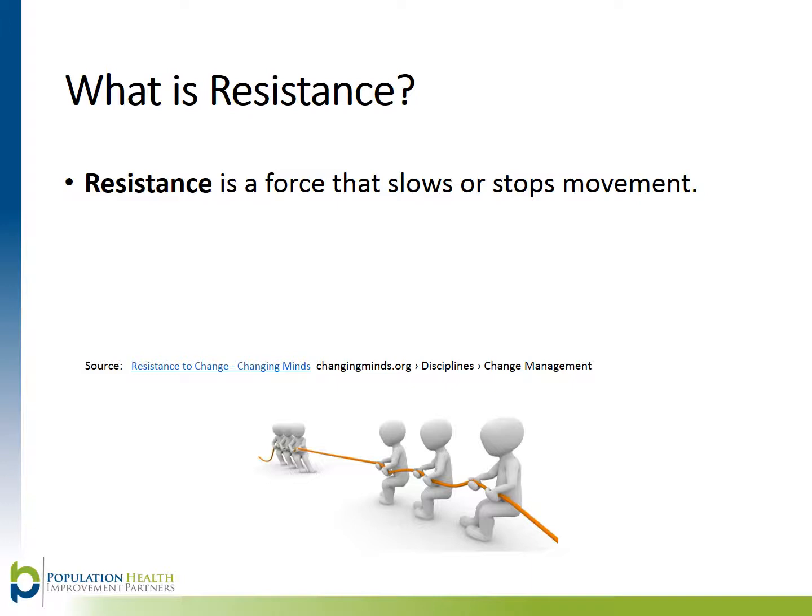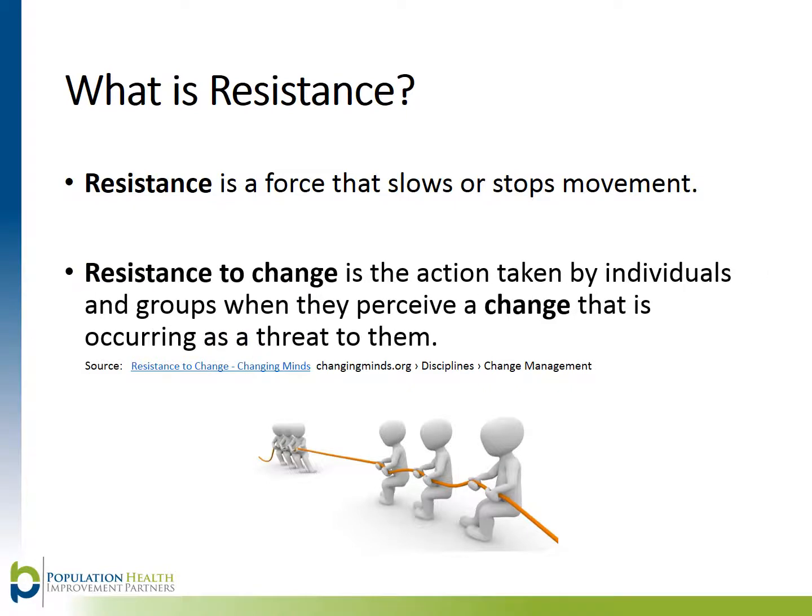Resistance is a force that slows or stops movement. Resistance to change is the action taken by individuals and groups when they perceive a change that is occurring as a threat to them. Key words here are perceive and threat. The threat need not be real or large for resistance to occur.